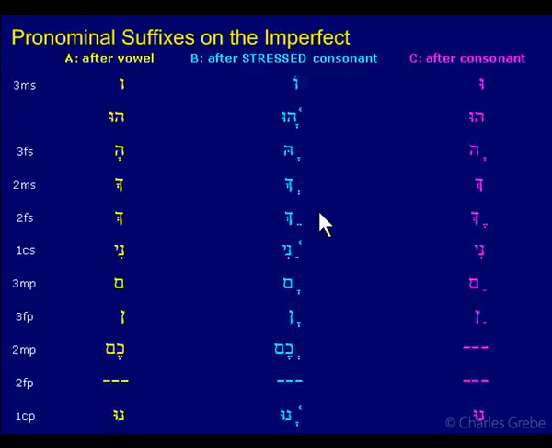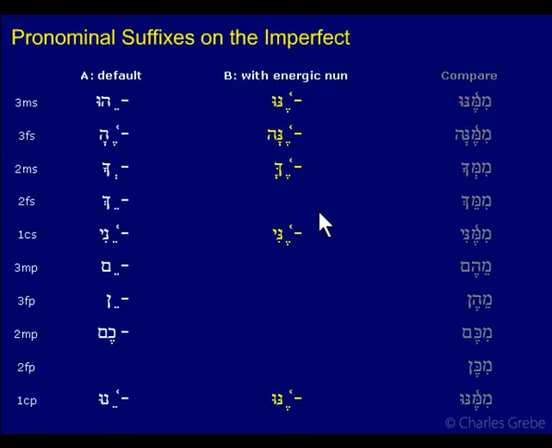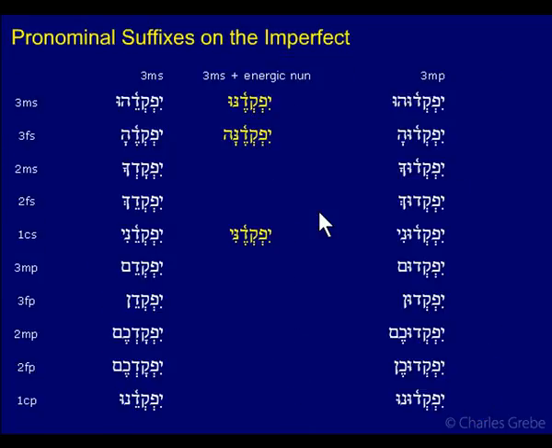Let's now look at the next step. Here's our perfect again, and here's our pronominal suffixes on the imperfect. This is the closest we get to a master chart that Ross gives us. He doesn't bother to give us all the forms like we did with the perfect because we don't need it. These ones are not so hard to recognize. So instead, he gives us the 3ms form, an example with that. An example with a 3ms form using the energic endings, energic nun endings, and 3mp form.